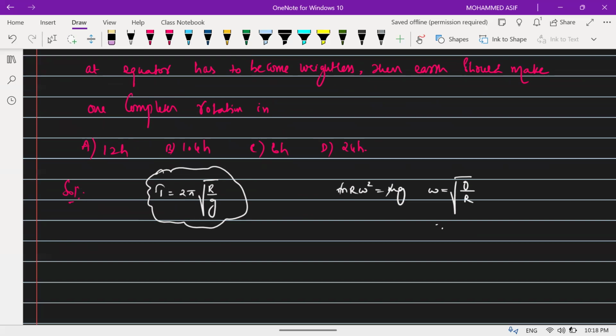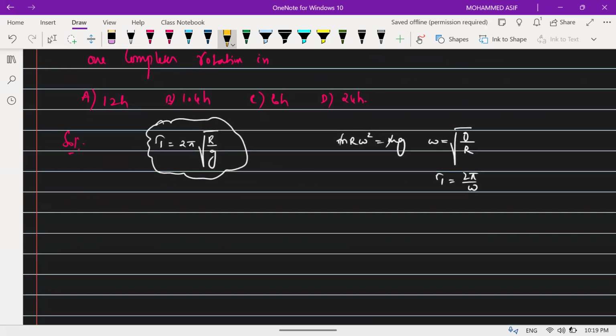Once I know the omega, I can use the formula T is equal to 2 pi divided by omega. So this will be the formula. What is the formula for the time period at weightlessness? T is equal to 2 pi under root of r divided by g. That means the time period T will be equal to 2 into 22 divided by 7 into under root of the radius of the earth 6400 kilometers, that is 6400 into 10 power 3 meter, divided by g value 9.8. Simplify this and see which option matches. I'm leaving the calculation for you, so do the calculation, that will match your answer.